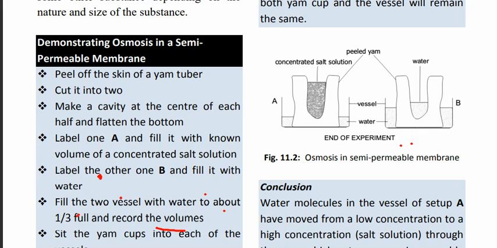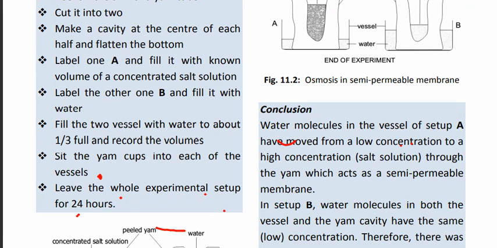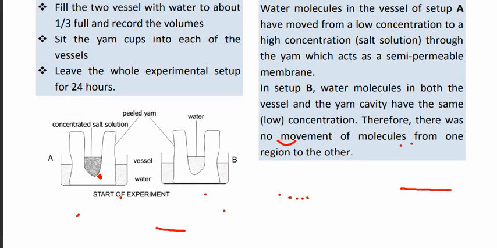Conclusion: water molecules in setup A have moved from a low concentration to a high concentration salt solution through the yam, which acts as a semi-permeable membrane. Don't forget that the yam is acting as a semi-permeable membrane. In setup B, the water molecules in both the vessel and the yam cavity have the same low concentration. Therefore, there was no movement of molecules from one region to the other.